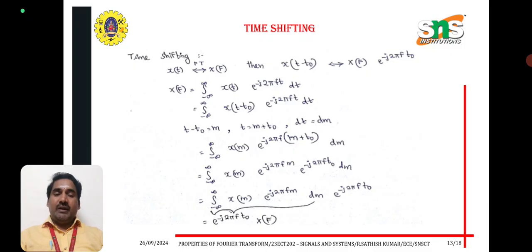Next one, time shifting property. x(t) pair with X(f), then x(t minus t naught) pair with X(f) into e^(-j2πf t0). Therefore, X(f) is equal to the integral from minus infinity to plus infinity of x(t) e^(-j2πft) dt. Instead of x(t minus t naught), let m equal t minus t naught, so t is equal to m plus t naught, and dt is equal to dm. Finally, substituting in the above equation, we get e^(-j2πf t0) into X(f).